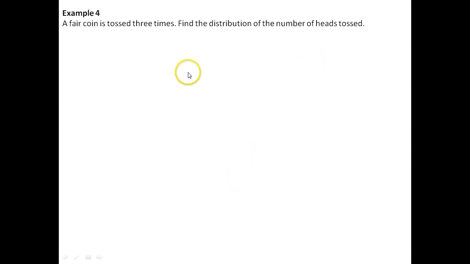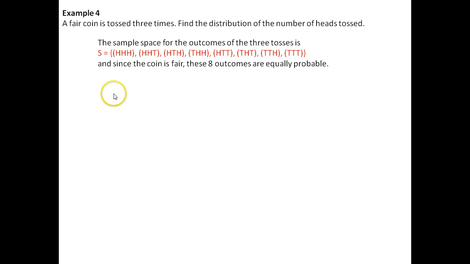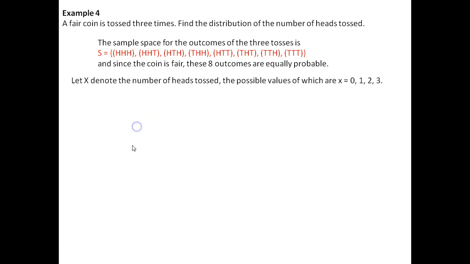A fair coin is tossed 3 times. Find the distribution of the number of heads tossed. Remember, the distribution is the total possible outcomes with their corresponding probability. So the sample space is the one we did in a previous example. Since the coin is fair, these 8 outcomes are equally probable. So each of these outcomes will have 1/8 probability: half for the first head, half for the second, half for the third. So half cubed would be 1/8.